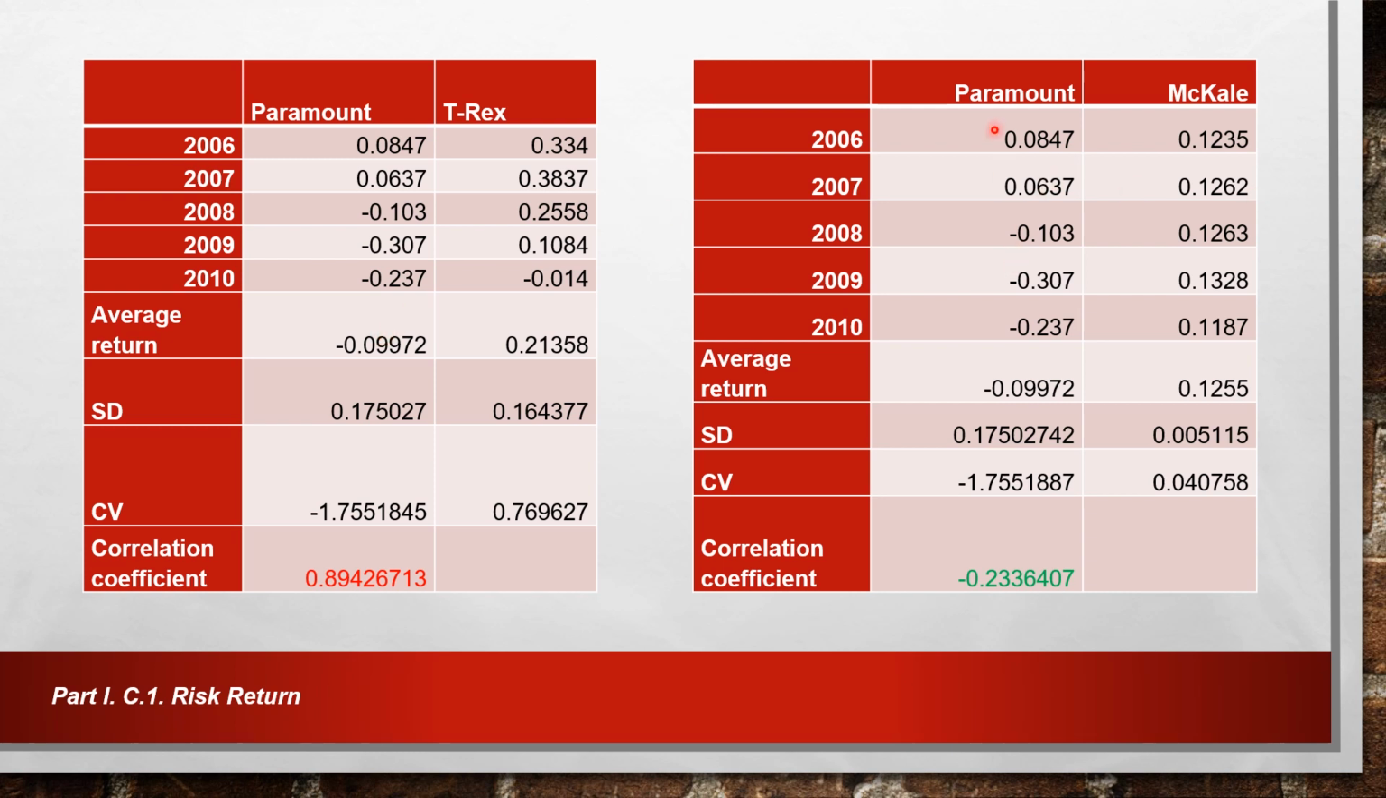So let's look at Paramount and McHale. Paramount and McHale are competitors in the food service industry. The correlation coefficient is negative 0.23, so they are negatively correlated, and some risk can be diversified away by combining them. Should Paramount consider M&A, merger and acquisition, McHale would be a good fit. It's also a blooming industry and there's too much opportunity there. So McHale is a very good candidate.